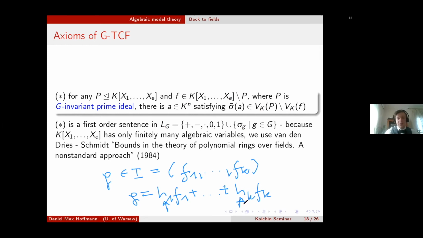However, the important thing on the input is that this ring has a finite number of algebraic indeterminates.